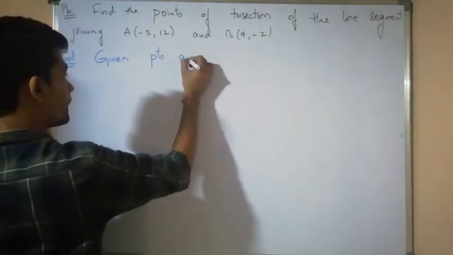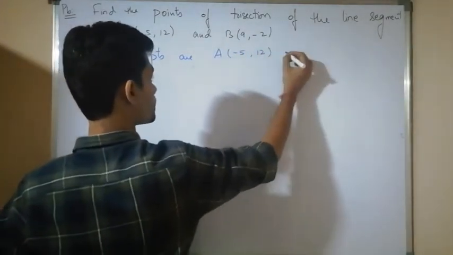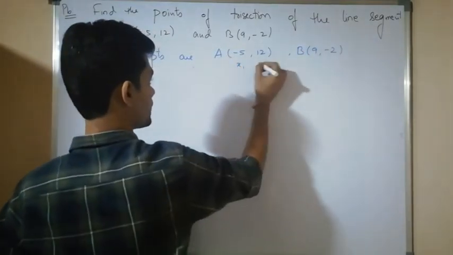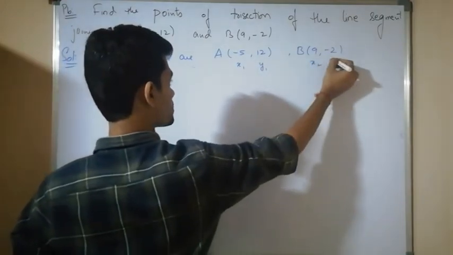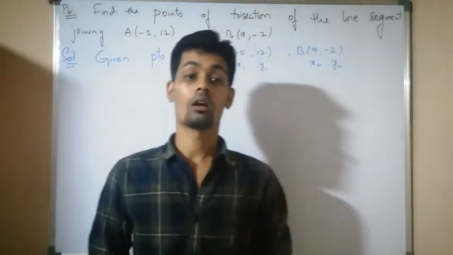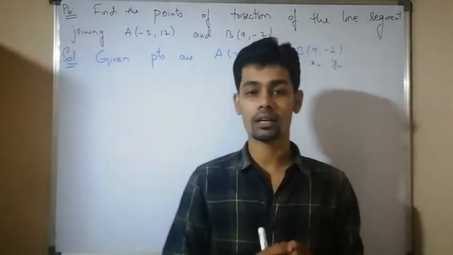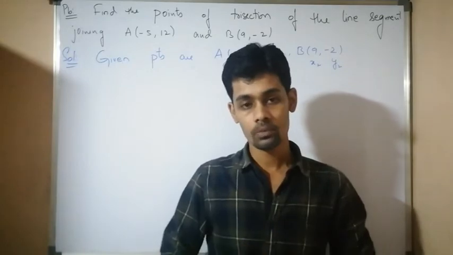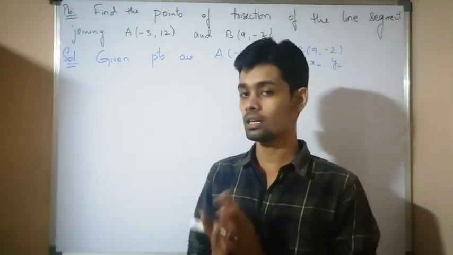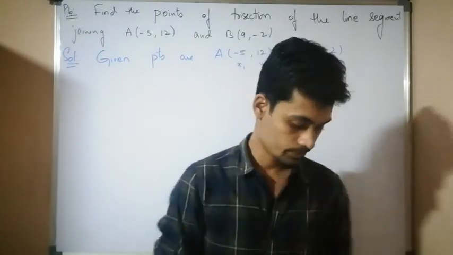Given points are A(-5, 12), B(9, -2). Let us take these as x1, y1, x2, y2. So we will get 2 points which are the points of trisection. One point divides this line segment AB in the ratio of 1:2 and another will be the point which divides the line segment AB in the ratio 2:1. So first let us find the point which divides in the ratio 1:2.